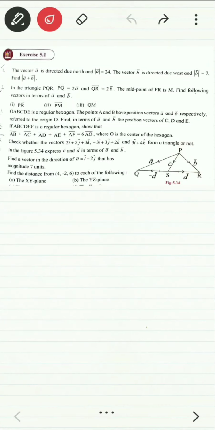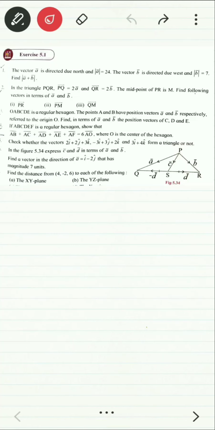In the previous lecture, we had started with the chapter of vectors. We had learned what the types of vectors are and also certain laws regarding addition of vectors, namely the triangle law, the parallelogram law, the polygonal law, etc. Here, we are going to do certain sums based on these laws. So, we begin with exercise 5.1.